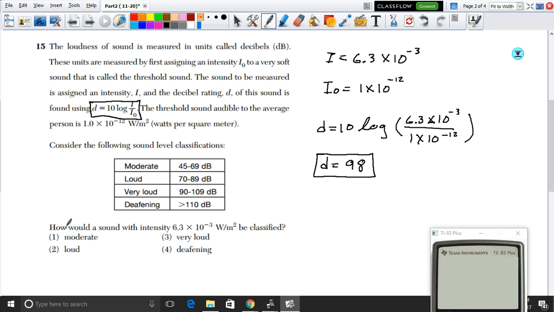But now let's see here. The question is, how would a sound with intensity, which we already used as I, be classified? Notice that d is equal to 98. If we look at the different options, it can be classified as very loud because 98 is between 90 and 109. So that narrows it down. Question 15 is option 3.